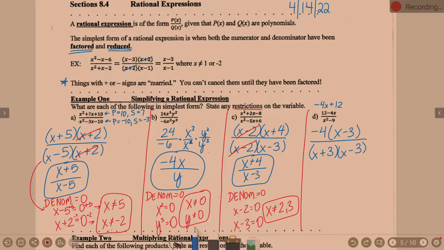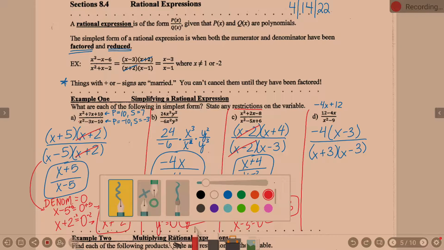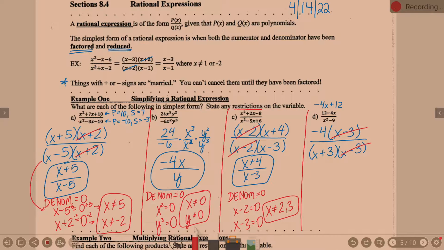Do we just happen to coincidentally have any common factors? Yeah. We do, don't we? What cancels? X minus 3 cancels with x minus 3. What remains for my final answer? Yep, you got it. Negative 4 over x plus 3.